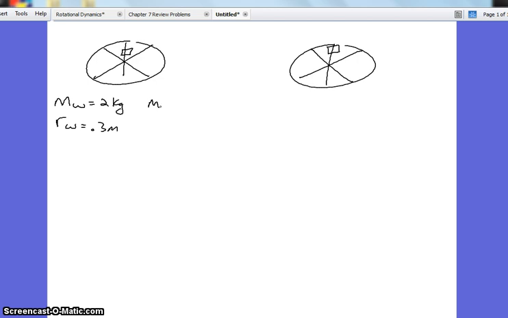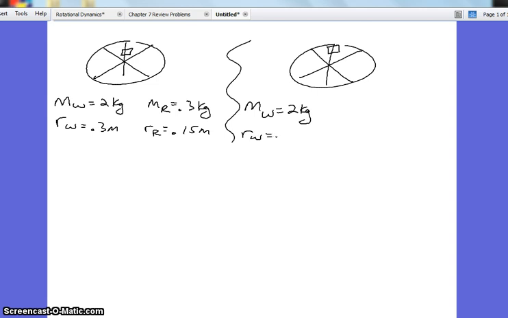For the reflector as well, we have the mass and radius. Mass of the reflector was 0.3 kilograms, and the initial radius was 0.15 meters. We're going to do the same thing for the final conditions. So 2 kilograms, the radius of the wheel does not change, still 0.3 meters. Mass of the reflector does not change, still 0.3 kilograms. However, the radius of the reflector is now 0.25 meters.